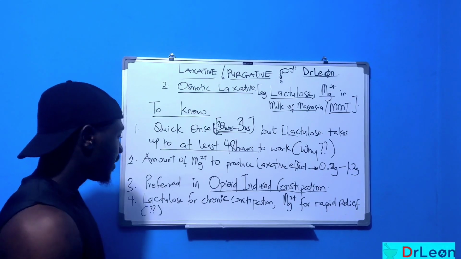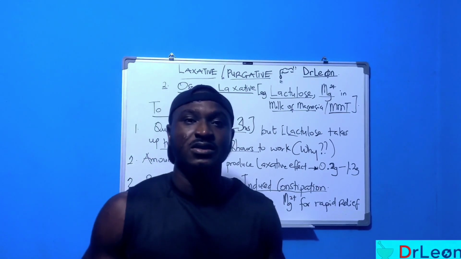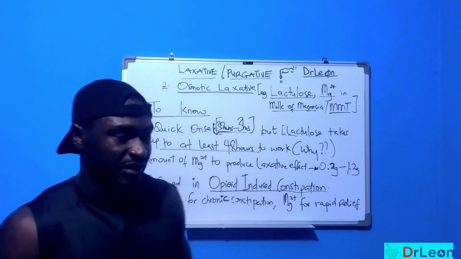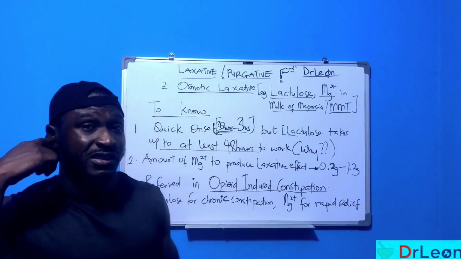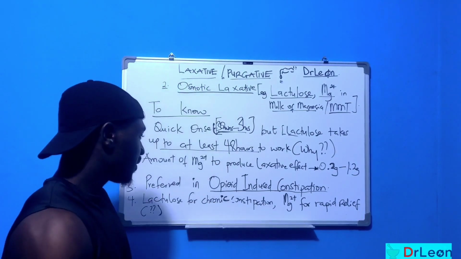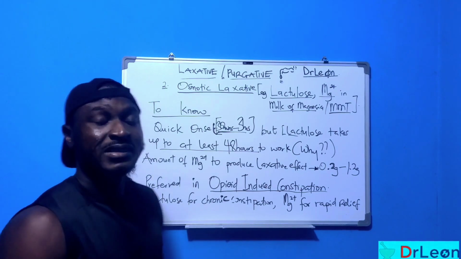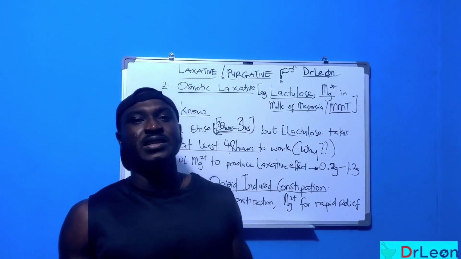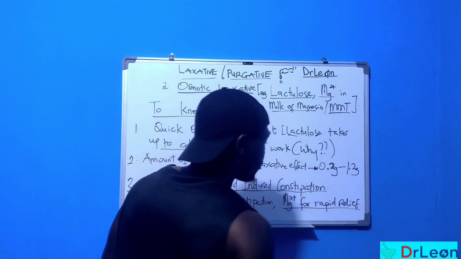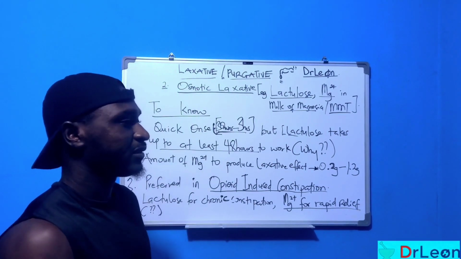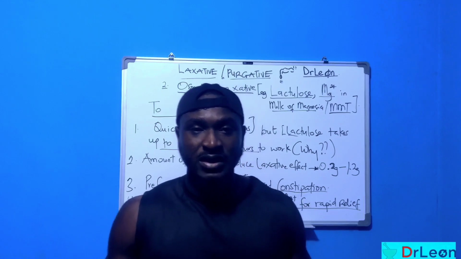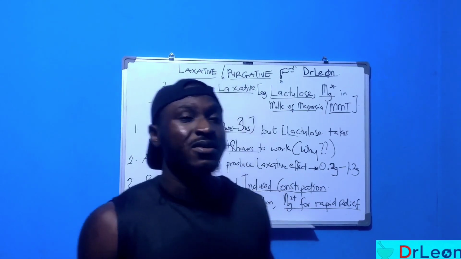Number 4, lactulose is usually preferred in chronic constipation because it's safe. It's rarely absorbed. It's very safe. It is even used in individuals with hepatic encephalopathy. And as we said, lactulose takes up to 2 or 3 days for its effect to be seen. With magnesium, they produce rapid relief. As I said, their onset is from 30 minutes to 3 hours. They are quick. So if you need quick relief of constipation, they are one of the medications that you have to go to.